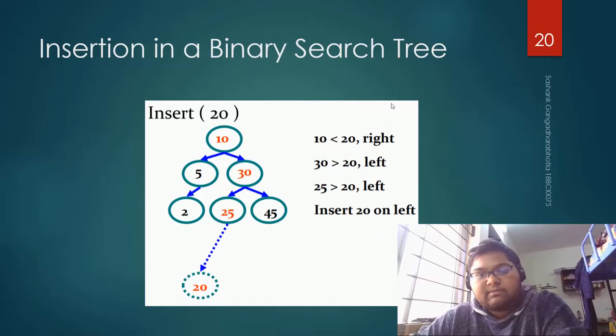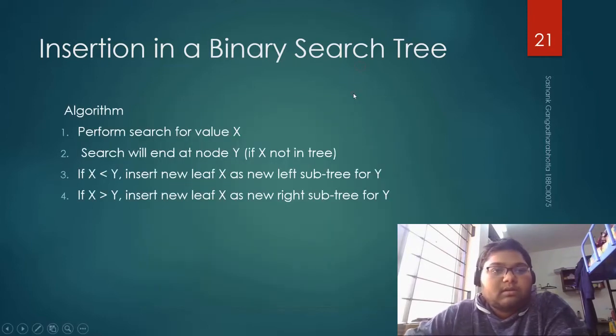Okay, let's get into the insertion in a binary search tree. Before going on to an example, let's look at its algorithm. The first step in the algorithm is to perform search for value x, which we already learned. Search will end at node y if x is not in the tree. If x is less than y, insert new leaf x as the new left subtree for y. If x is greater than y, insert new leaf x as the new right subtree for y.